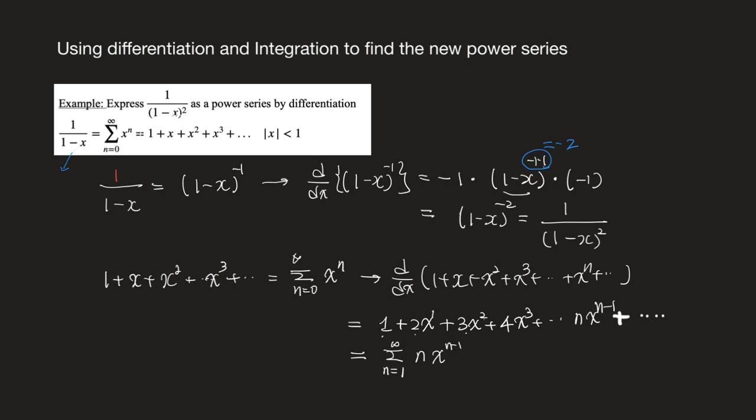Okay, so look at this. You take the derivative of the left side, you find 1 over (1 minus x) squared. You take the derivative of the right side, you find this power series. So our conclusion is that 1 over (1 minus x) squared has the power series summation n equals 1 to infinity n x^(n minus 1). So you use differentiation of a power series to find the new power series for the function.